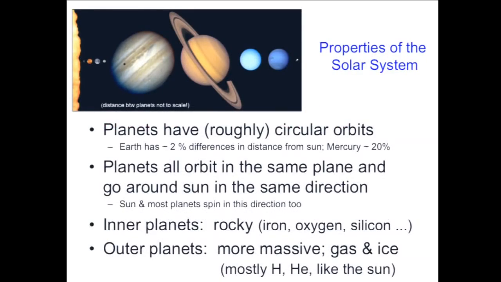So I think it's useful just to summarize briefly some of the salient properties of the solar system that we're actually trying to understand. Not only that there is a central star surrounded by these planets, but there are some very specific properties of the solar system that really are critical clues to how it formed.